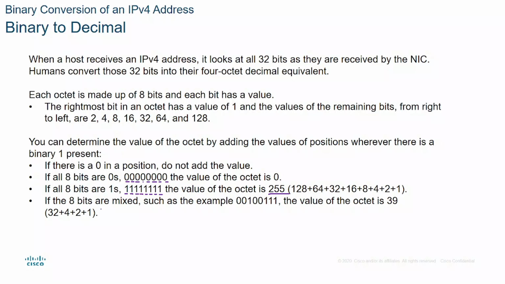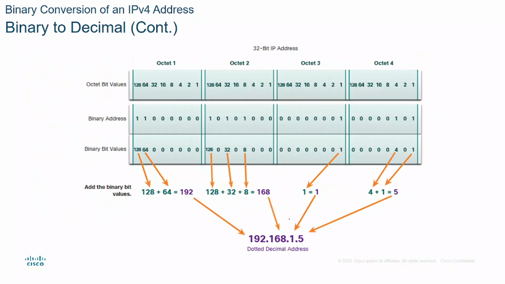All right. Now, if the 8 bits are mixed, such as the example 00100111, the value of the octet is what? 39, which is what? 32 plus 4 plus 2 plus 1. Do you understand what that means? So you just convert this to binary easily. Just convert 39 to binary. You're going to have this.